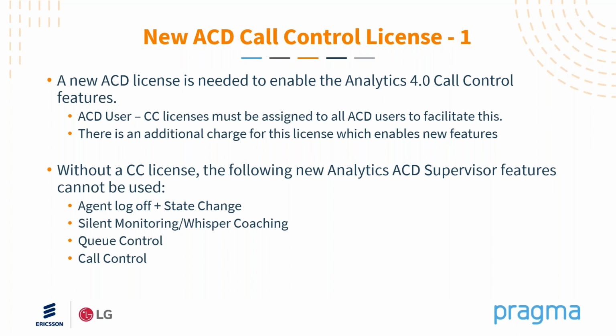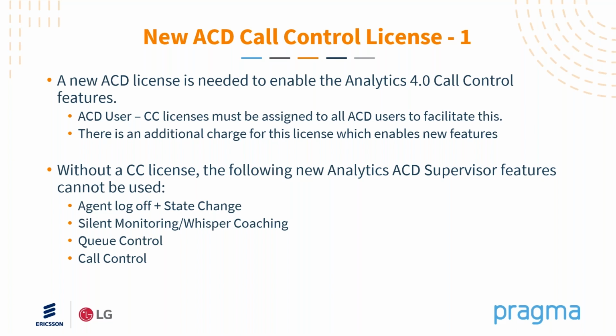So first thing I mentioned was the ACD call control license. This is a new ACD group user license. The current license is ACD group user, and the new one is ACD user-CC, as you can see in this slide here. There is an additional charge in this license. That's something you need to remember, but what that enables you to do as an analytics ACD supervisor is change an agent's state within the ACD group, so you can log them off or change their state from the analytics window. You can do silent monitoring and whisper coaching from the analytics supervisor window, and you can also do some queue control and call control.